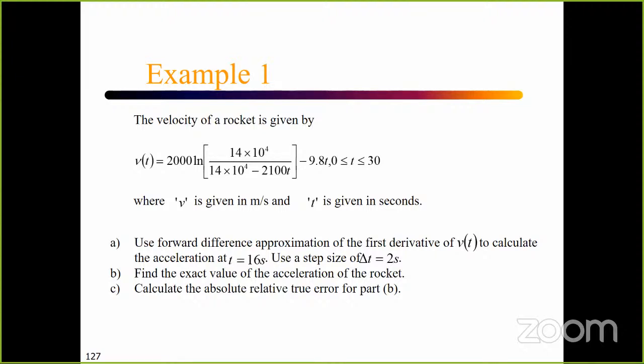Velocity should be in meters per second, time should be in seconds. Use the forward difference approximation for the first derivative of v(t) to calculate the acceleration at 16 seconds. Use a step size interval of about 2 seconds. Find the exact value of the acceleration of the rocket and also calculate the absolute relative true error.